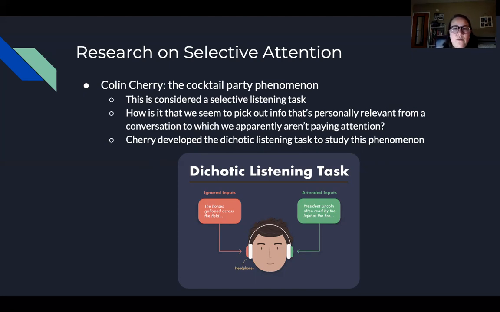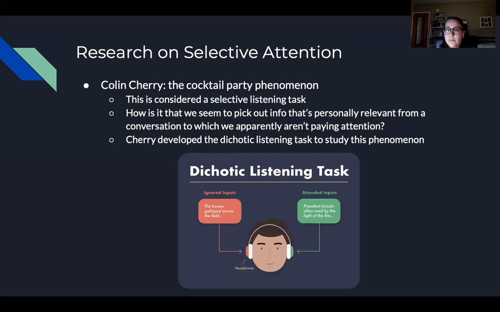And so in order to try to study this, he set up an experimental situation that would somewhat duplicate these kinds of group gatherings and what came to be called the cocktail party phenomenon. He developed a task called a dichotic listening task. In a dichotic listening task, participants have two different messages being played, one in each ear.